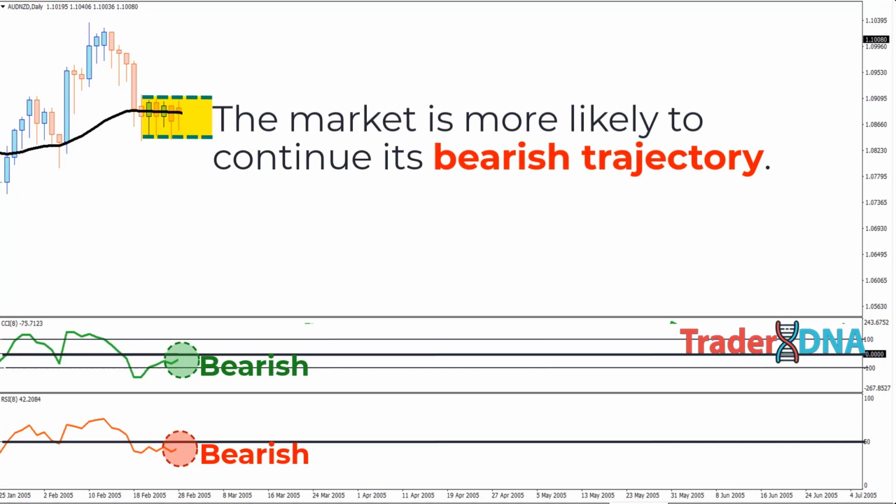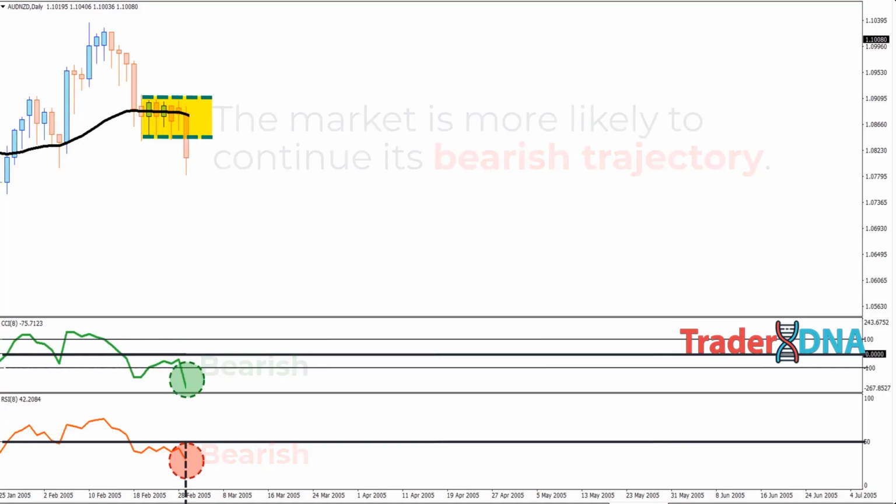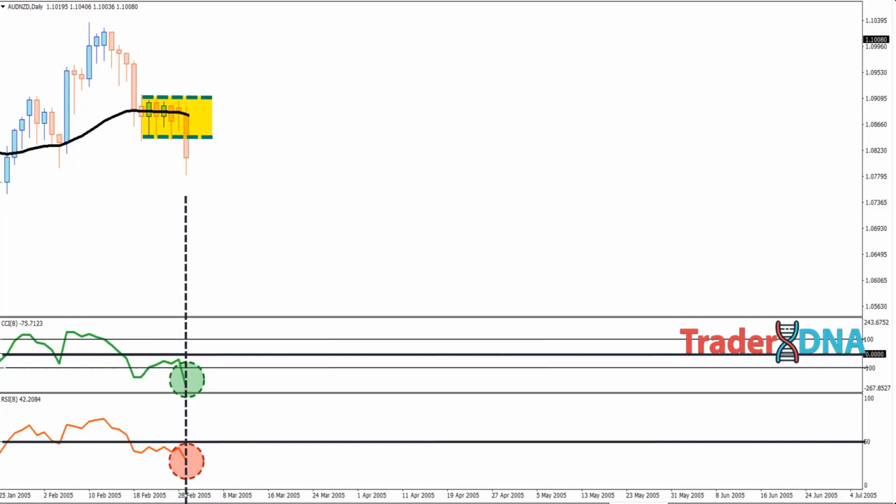As the analysis progresses, we see a key development. The CCI line dips further below the -100 level, while the RSI remains under the 50 level. This is the precise signal we anticipated.